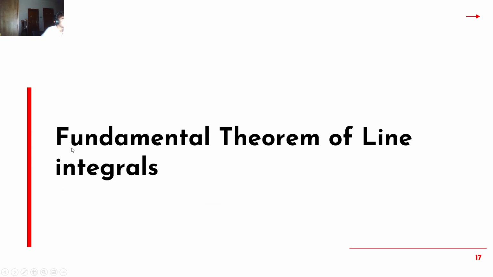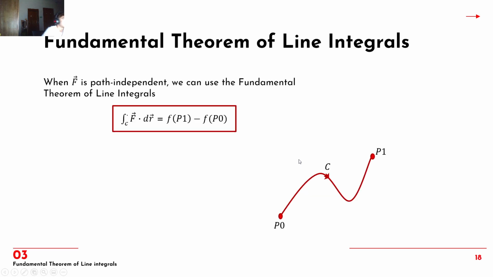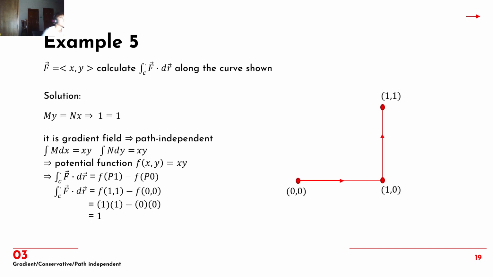So to do that, we need to use the fundamental theorem of line integrals. When vector f is path independent, we can use the fundamental theorem of line integrals, and this is the formula. The integration of f dr is equal to f of p1 minus f of p0. So we plug in the final point p1 and the starting point p0, and we got the answer. So let's take a look at an example.